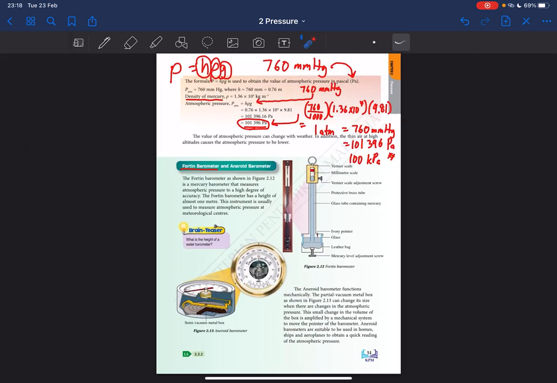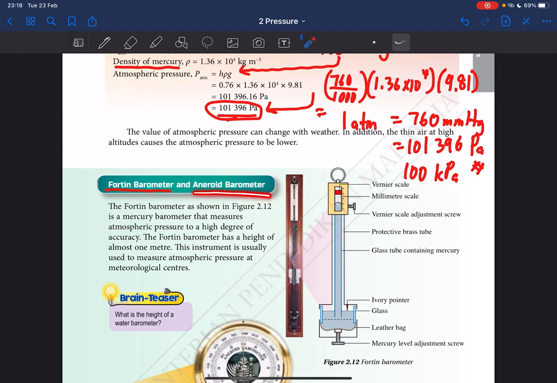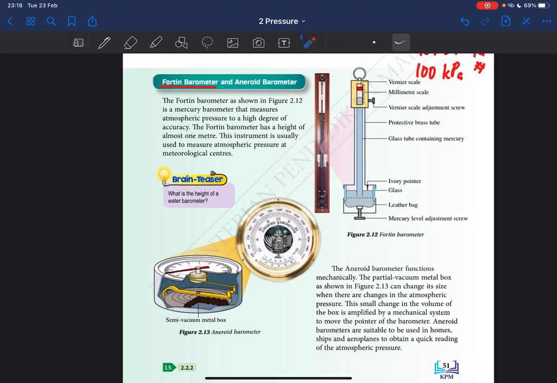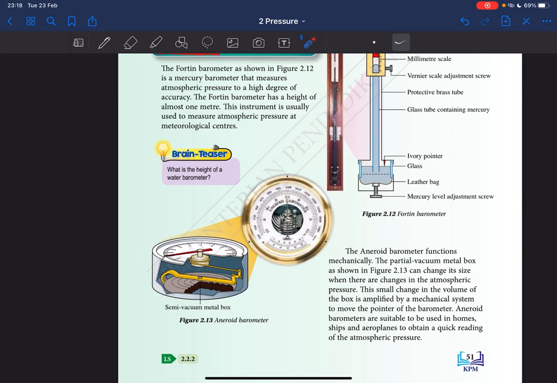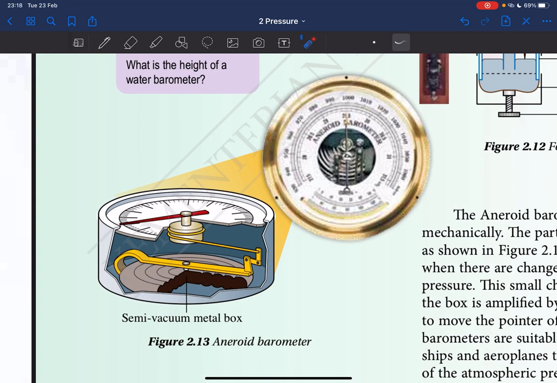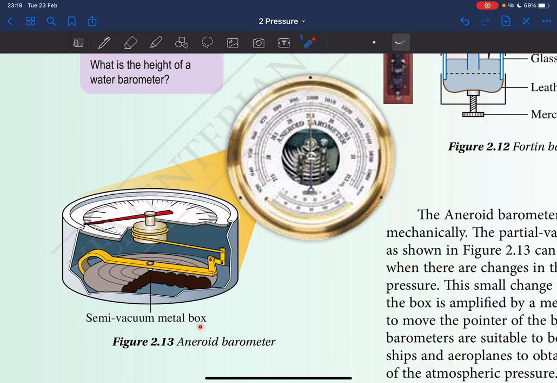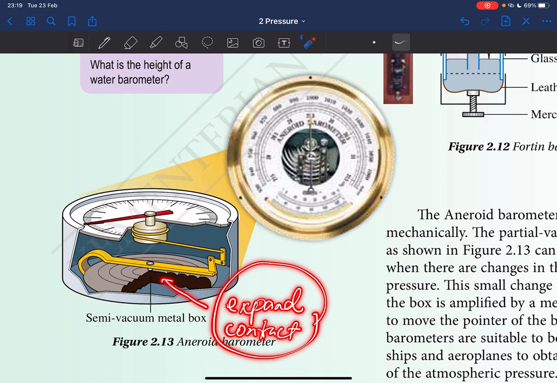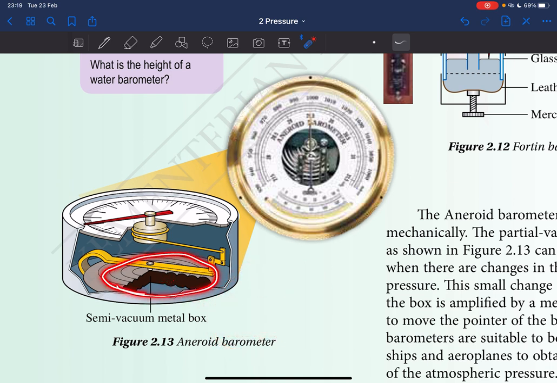Next, what about the other one? Aneroid barometer. Well, the aneroid barometer is a simple one. It's actually very small and portable compared to the Fortin barometer. How does it work? As you can see here, there's a semi-vacuum metal box. This can either expand or contract. Simply put, the volume of this box will change depending on the air pressure or the atmospheric pressure.